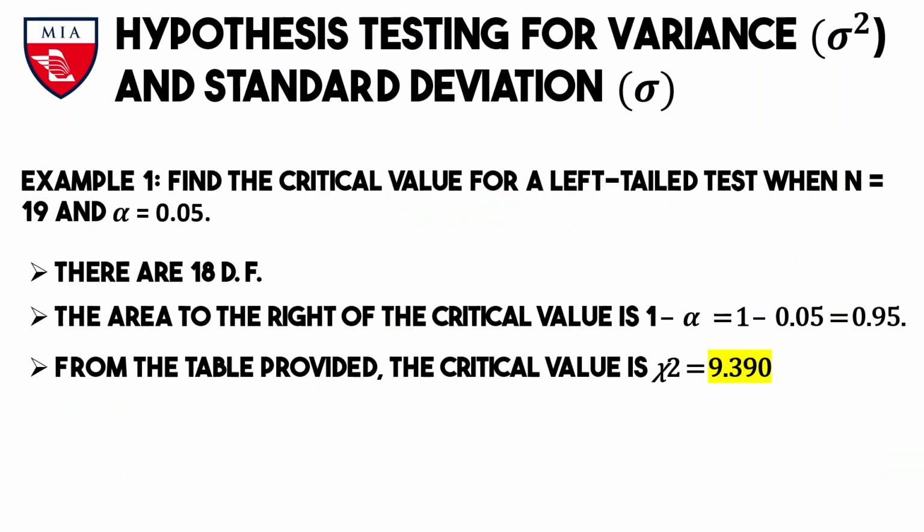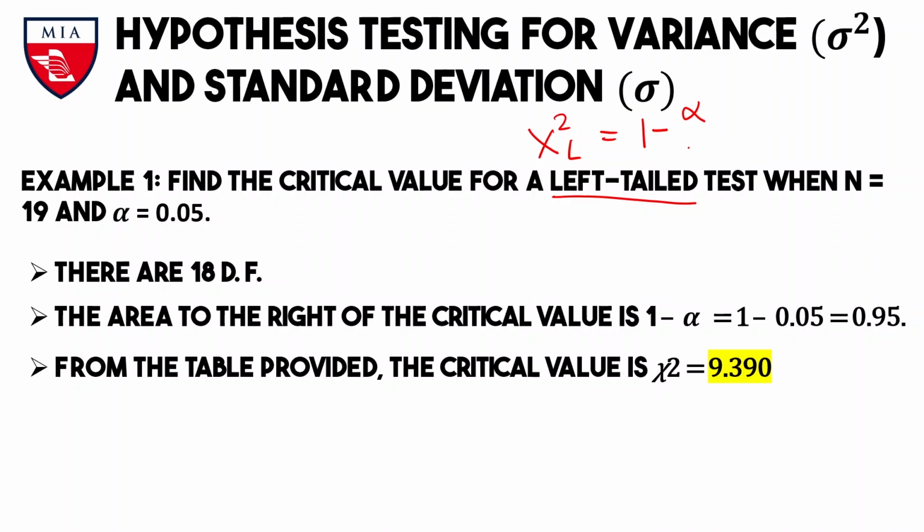So example number 1: find the critical value for a left-tailed test when n is equal to 19 and alpha is equal to 0.05. So we need to find chi-square left. We already know how to solve this problem. Always remember that we have a formula for chi-square left: it is 1 minus alpha.